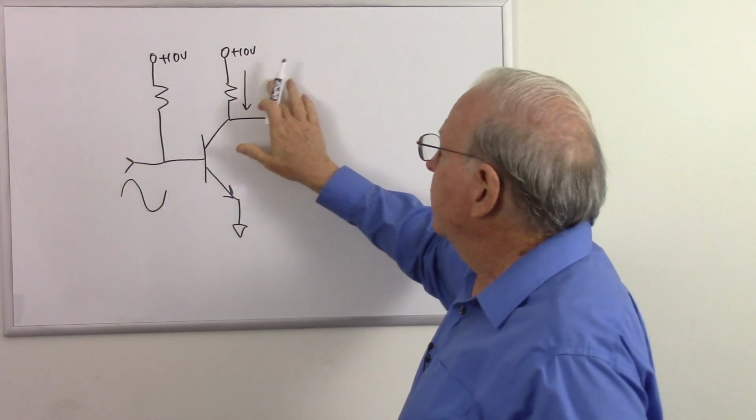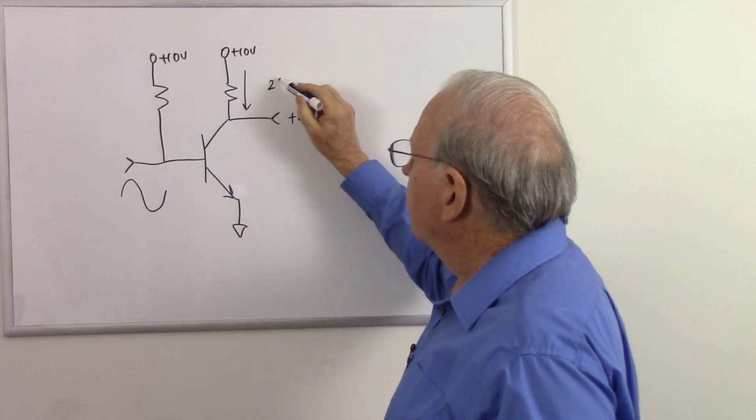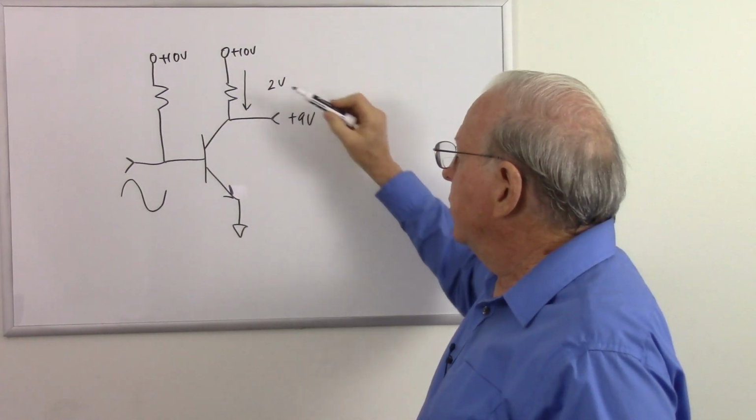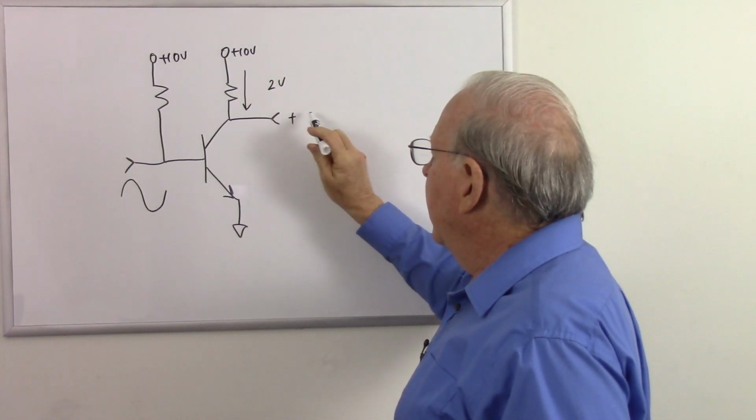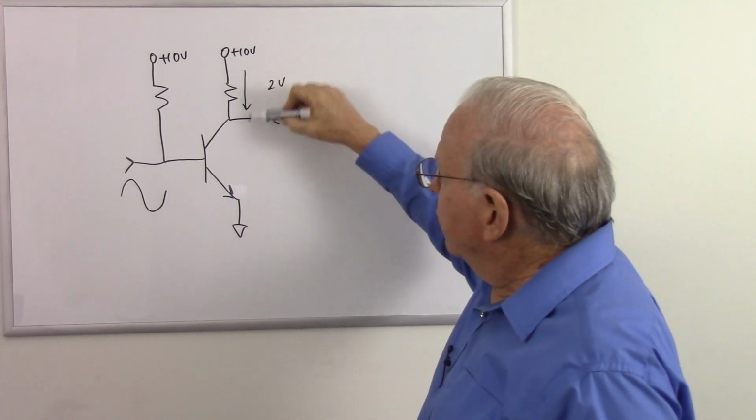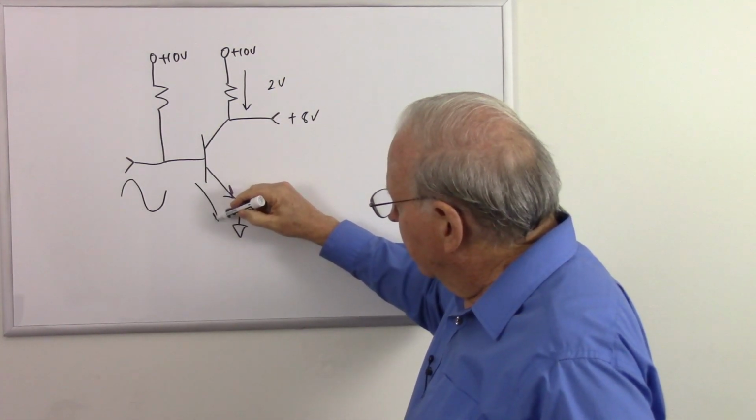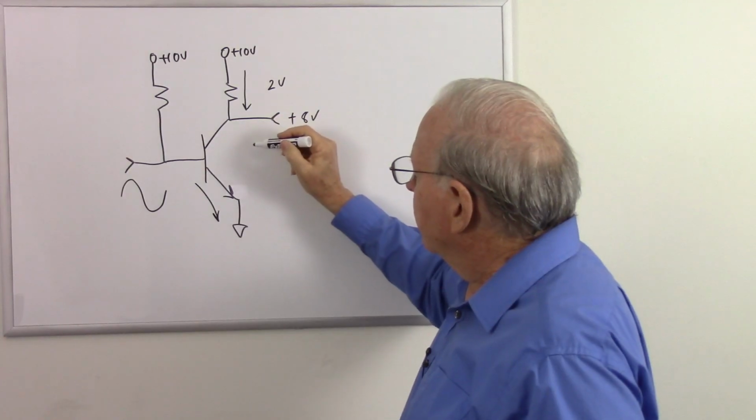And as that increases, let's say we go up to 2 volts, we increased our current, our voltage went up to 2 volts, so now we start with 10, we lose 2, so now we have 8 volts. So as this current increases, this voltage goes down. So as our base current goes up, our collector voltage comes down.